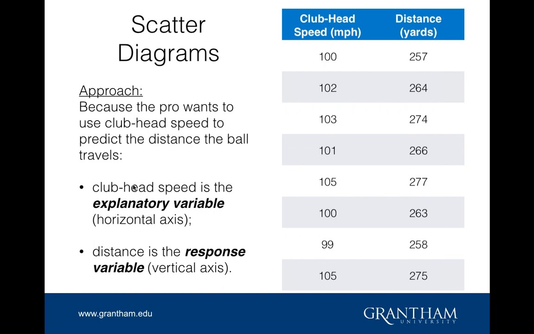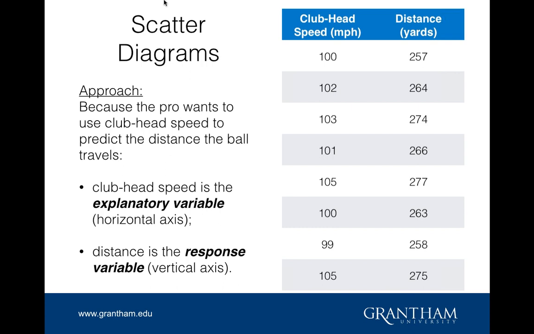Now, because the pro wants to use club head speed to predict the distance the ball travels, we have determined that the club head speed, the first variable, is going to be the explanatory variable, and that's going to be listed along the horizontal axis. The distance that the ball travels, which is what we are trying to predict, is referred to as the response variable and is listed along the vertical or y-axis. Once we have determined the predictor and the response variable, we can go ahead and draw the scatter diagram.